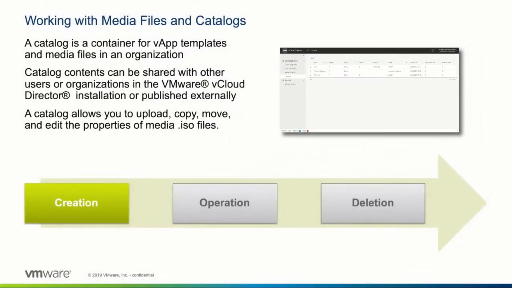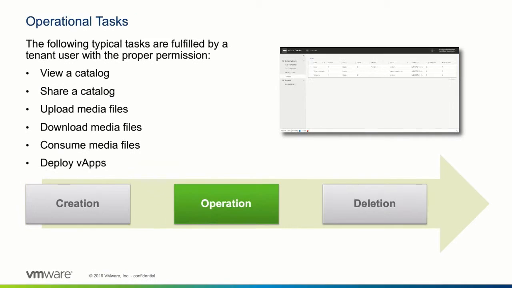As soon as the catalog has been created by the tenant administrator, the following typical tasks can be performed by any user with the proper permissions. Those are view a catalog, share catalogs among other organizations, upload or download media files, and deploy vApps out of the catalog.